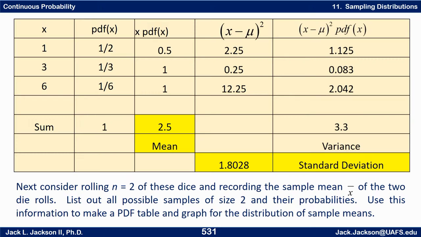Now suppose we consider the experiment where we roll 2 of these dice, and we're recording the sample mean, which is x bar, of the 2 die rolls. So let's see if we can work out the theoretical probabilities here. First of all, we need to figure out what all the possible samples are, and then work out the mean and the probability of that. So see if you can list out all the possible samples and their probabilities. Try to work on it on your own. Press pause.